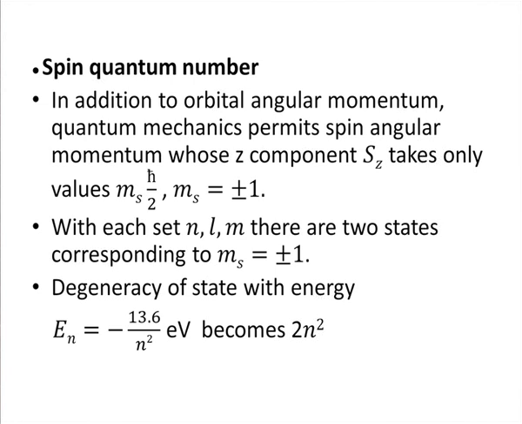Spin quantum number. In addition to orbital angular momentum, quantum mechanics permits spin angular momentum whose z component takes only 2 values, ms ħ, where ms is equal to plus minus 1 by 2. For each n l m set, there are 2 states corresponding to ms is equal to plus minus 1 by 2. So, the degeneracy of states with energy En is equal to minus 13.6 upon n square now becomes 2n square.